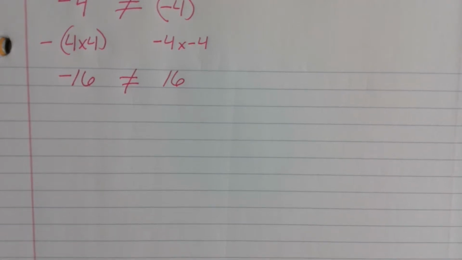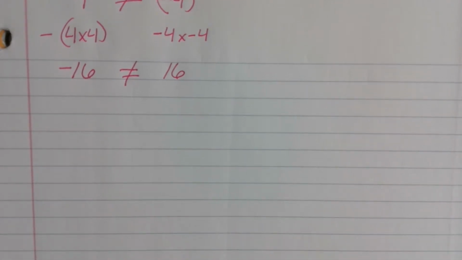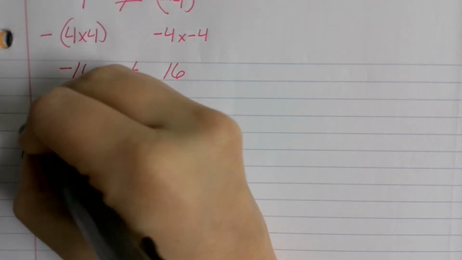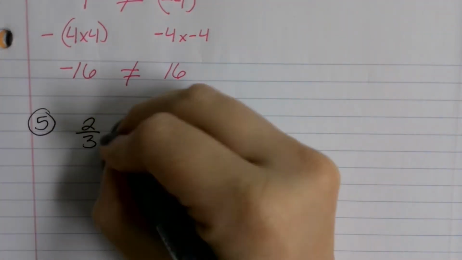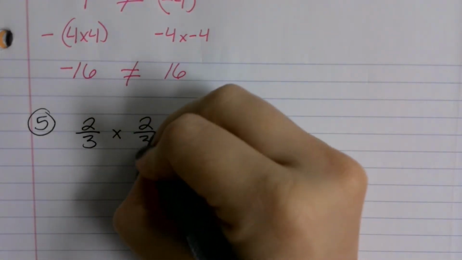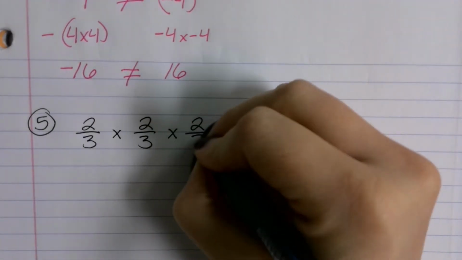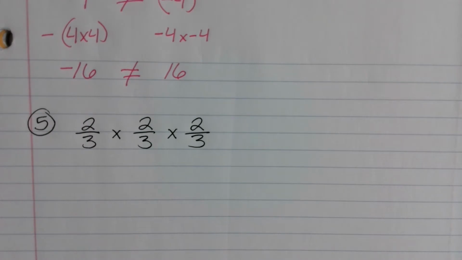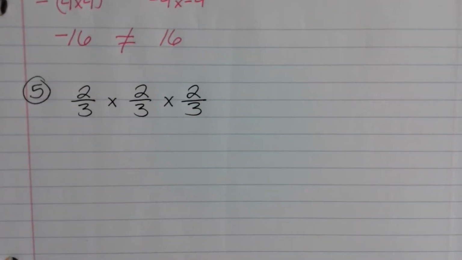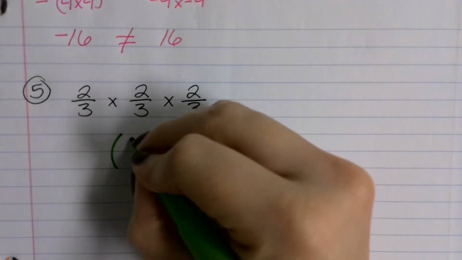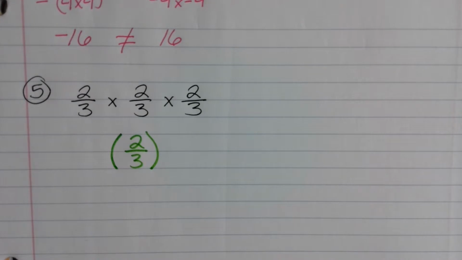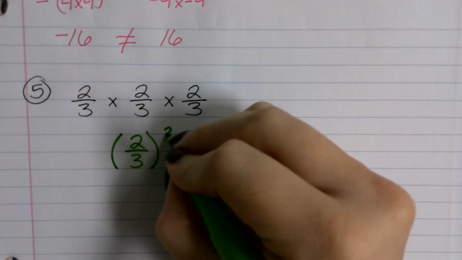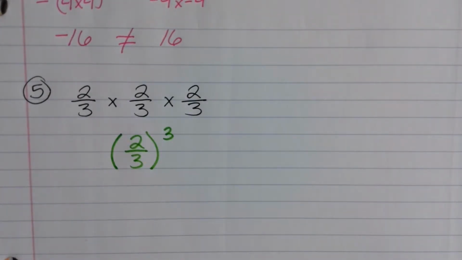Very good. So if you were to take a look at our next example, so problem 5, if I have 2/3 times 2/3 times 2/3, when I'm writing this in exponential form, I have to make sure that I put it in parentheses because it's the 2/3, the entire thing, that's repeatedly being multiplied. 2/3 to the third power, so putting that in parentheses.